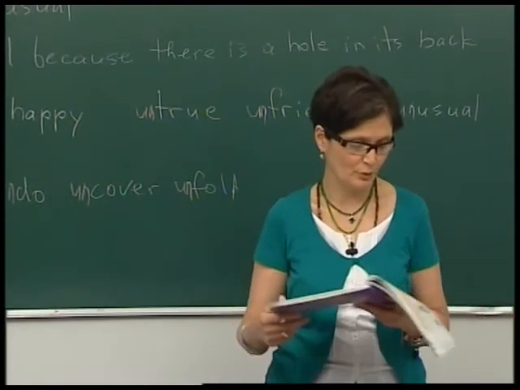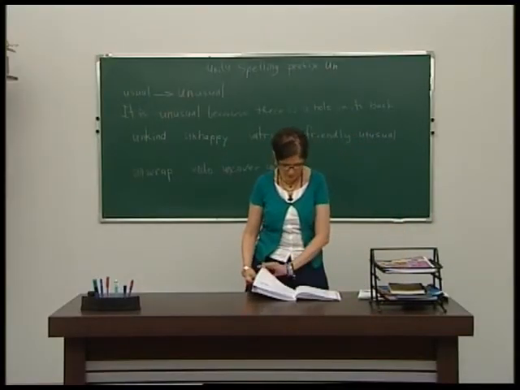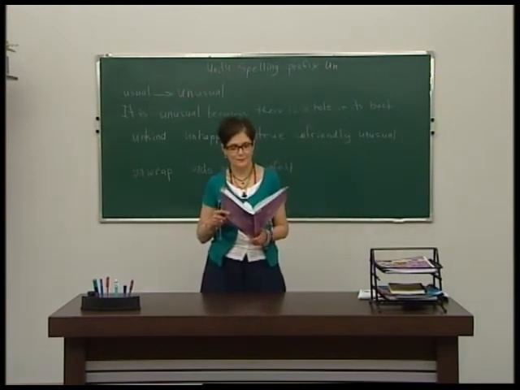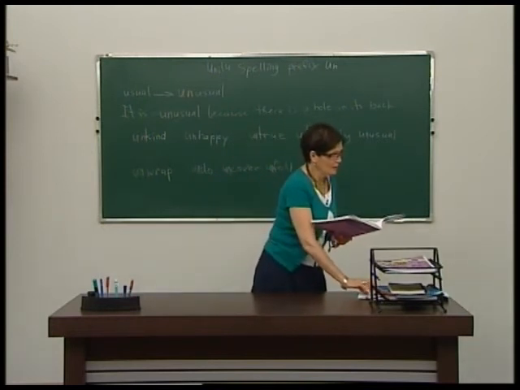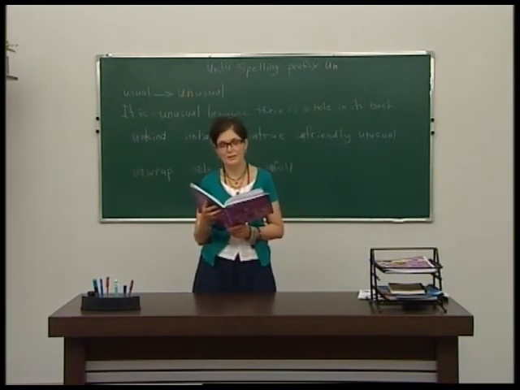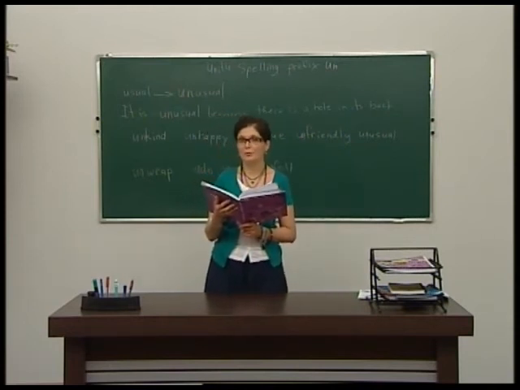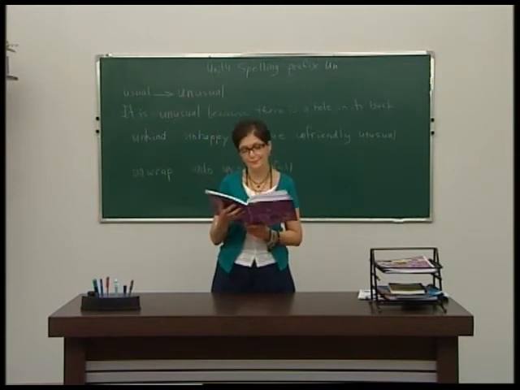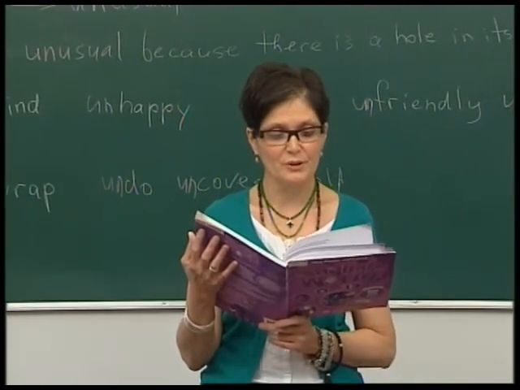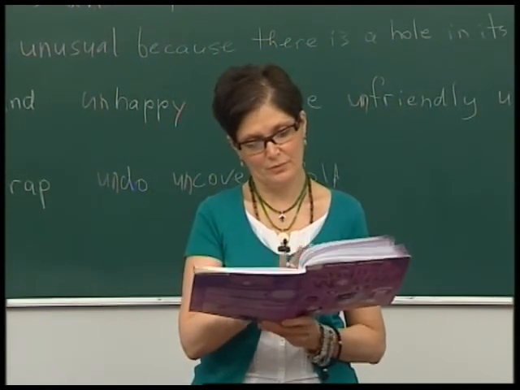Now let's go to the workbook. Let's open our workbooks at page 36. The same rule says here we can add "un" to the beginning of some words and we make a new word with the opposite meaning. Now in exercise 1, we should circle the words beginning with "un" and write the words next to them.